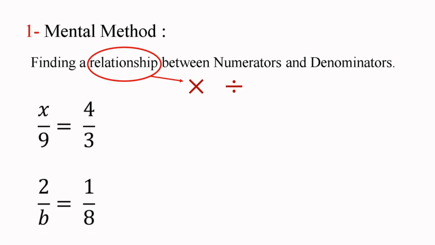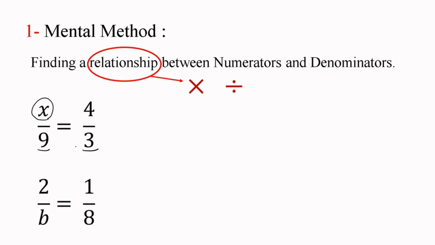We have x over 9 is equal to 4 over 3. Look, the first numerator x is a variable, okay? So we have nothing to do with the numerators. But we have both of the denominators. Here we have 3 and here we have 9. So we must find a relationship between denominators. Can you see any relationship between them?